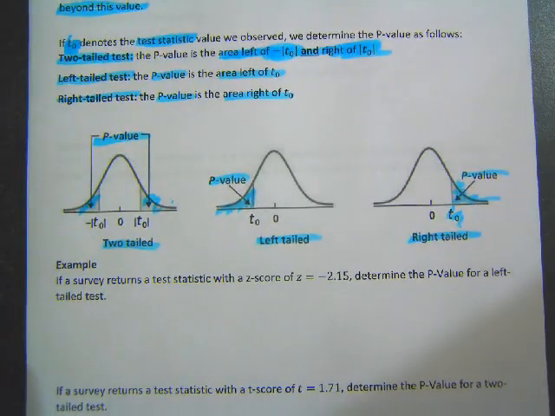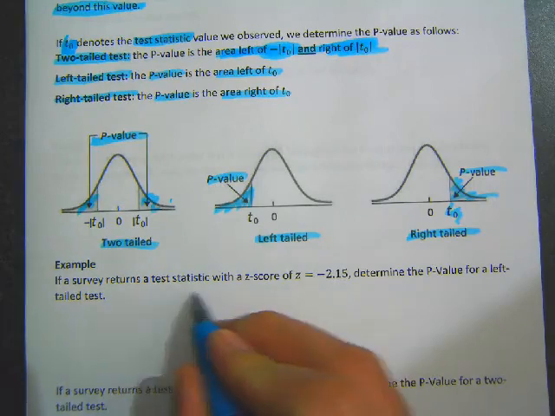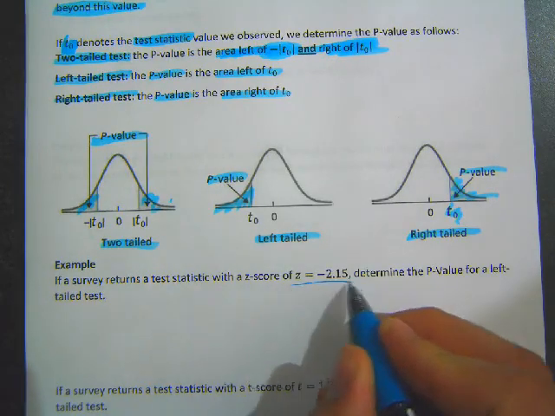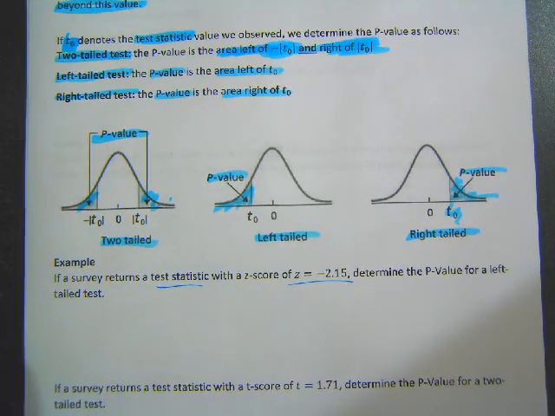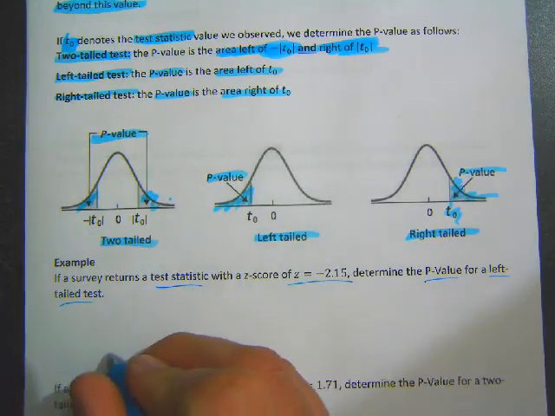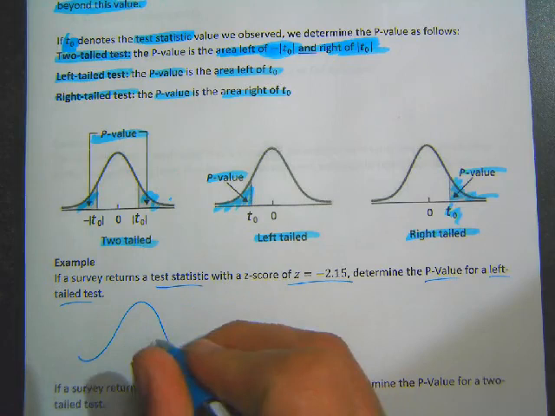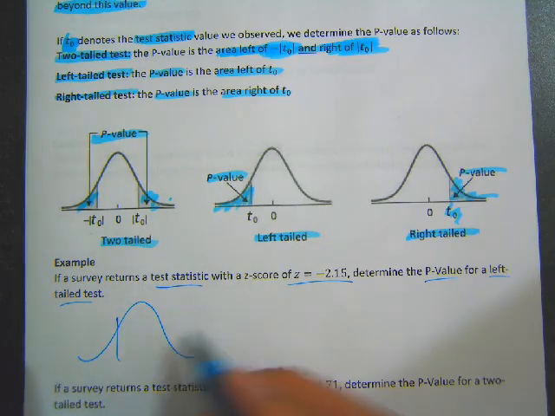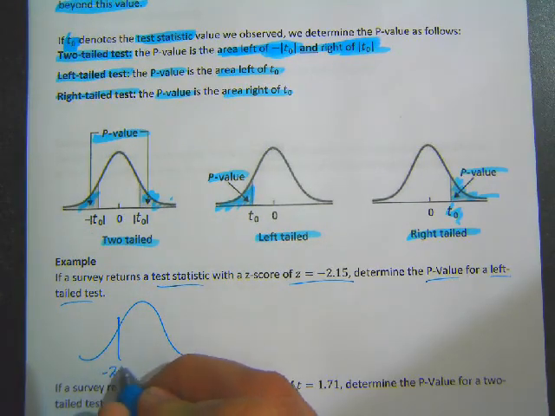So for example, say somebody gives a test statistic of negative 2.15. That's the test statistic they gave. They want the p-value for a left-tailed test. So if I make my test, I'm going to go like this. I'm going to say left-tailed test. This is going to be over here. So the negative 2.15 is this value right here.